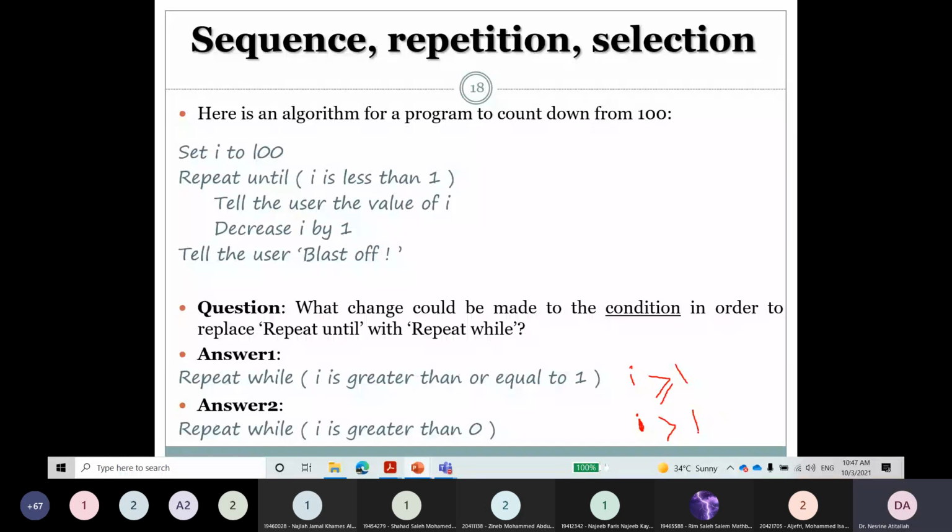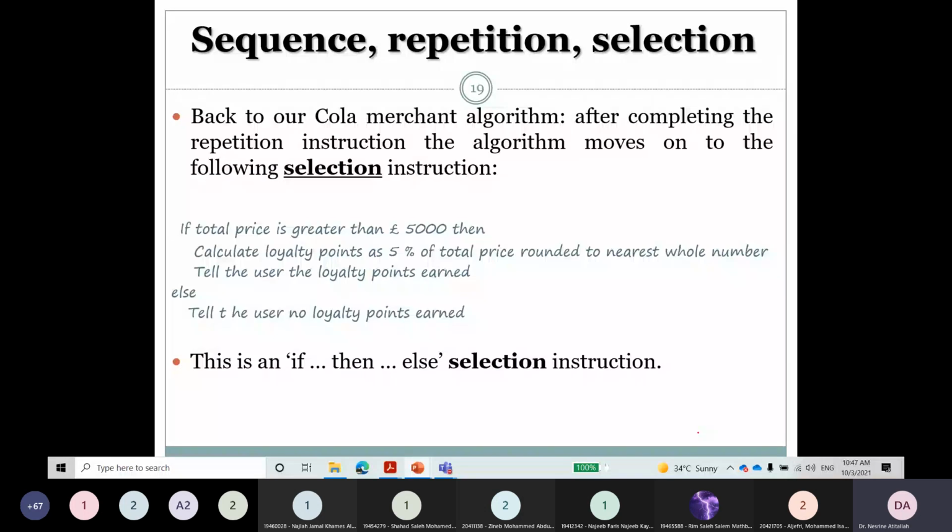Okay, back to our algorithm now. After completing the repetition instruction, the algorithm moves on to the following selection instruction. It will calculate whether this customer will benefit from loyalty or not. So if the total price is greater than 5,000 pounds, then calculate the loyalty points as 5% of the total price, rounded to the nearest whole number, and tell the user the loyalty points earned.